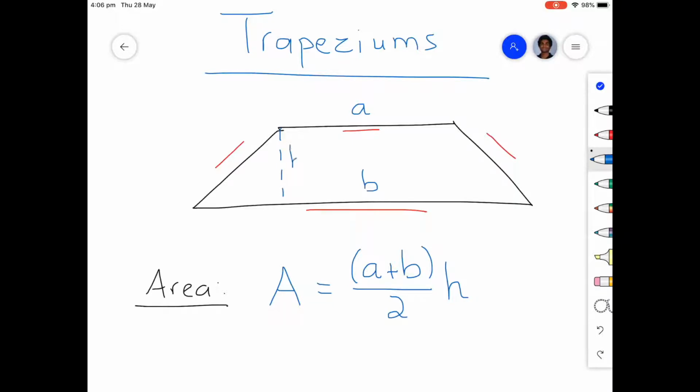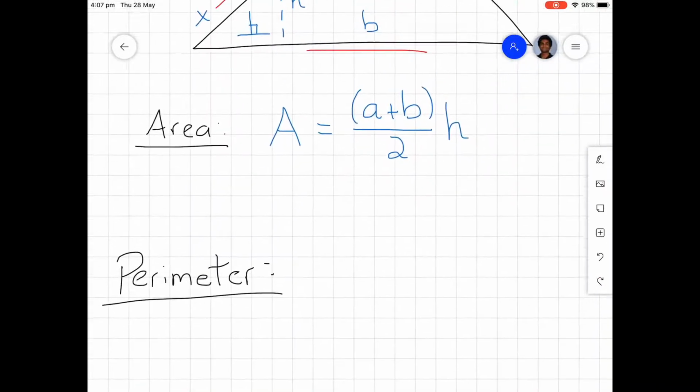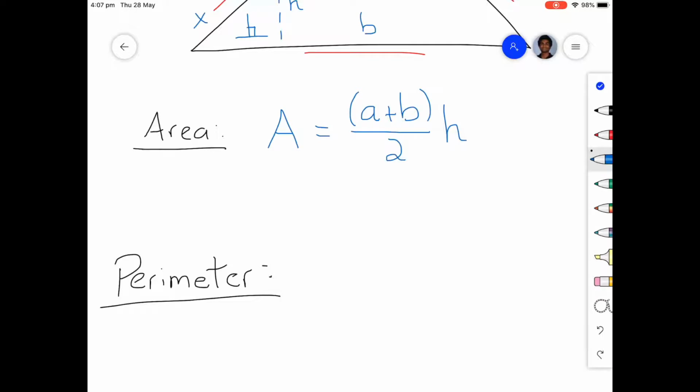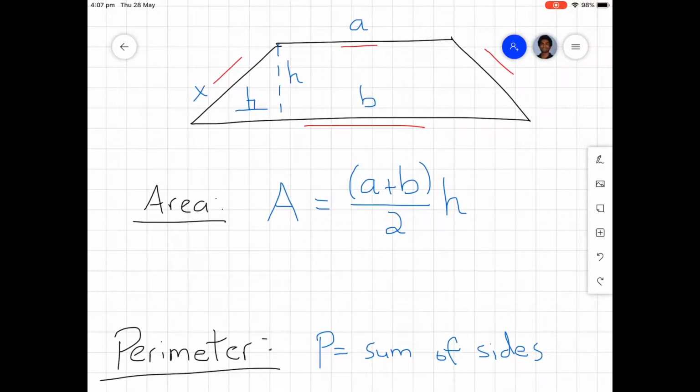And remember, just like with triangles and parallelograms, the height is the vertical perpendicular height. We are not looking at the diagonal heights or the lengths of the diagonals. The height is the vertical perpendicular height, the height that goes straight up from the bottom to the top and forms a right angle with the base. Now there is no specific formula for the perimeter of a trapezium, so we just use the general formula P equals the sum of sides, which means we add together all of the side lengths to calculate the perimeter.